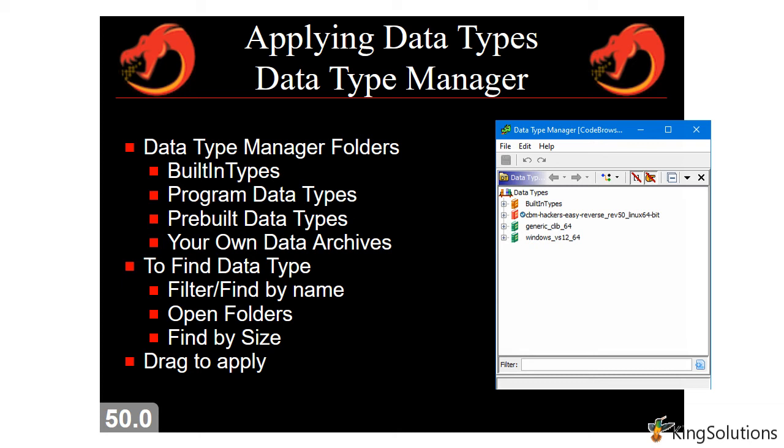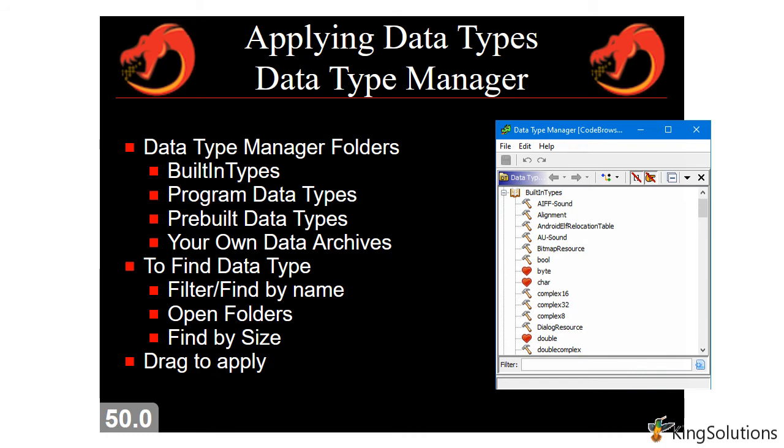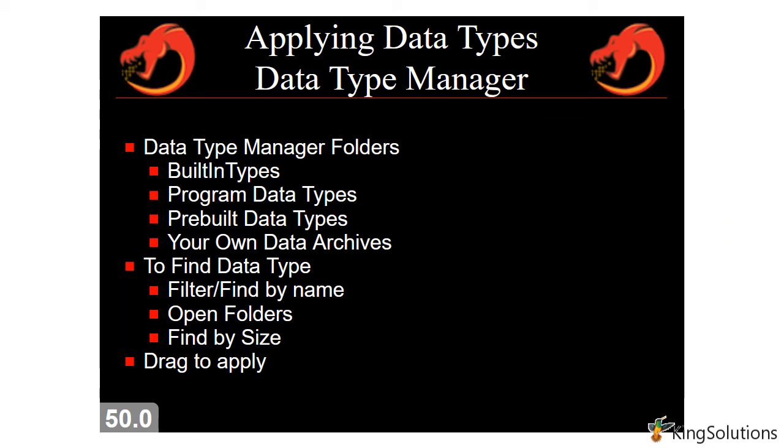There are different folders for each of the following data types. Built-in types contain data types created by the Ghidra development team. Program data types contain data types that have been applied to the current program. Pre-built data types contain data types parsed from data definition files. There may be more than one folder of this type. Your own data archives contain data types created by the user. Users can create their own data archives so they can use their data in multiple programs or projects. These archives can be stored on the file system, file archive, and shared by multiple projects.